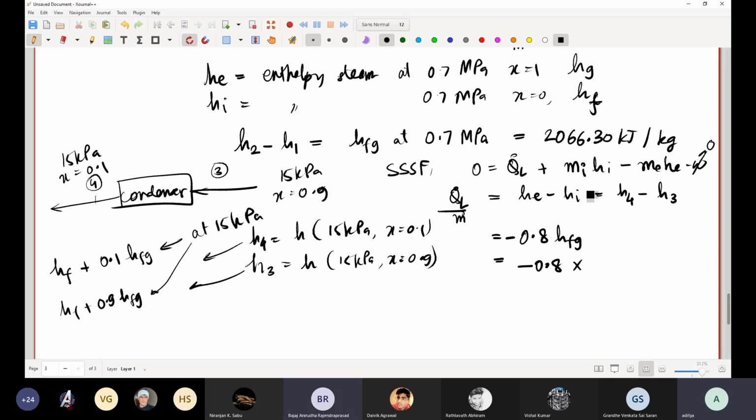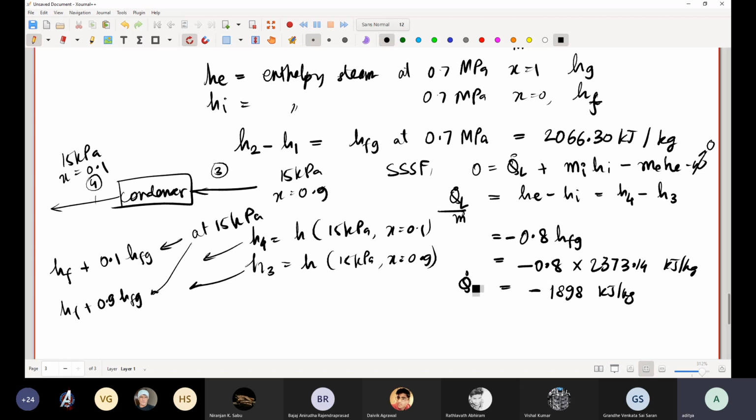So I'm gonna go to that table again. Just for the benefit of everyone, I'm just gonna tell the page number as well. It's page number 679, 15 kilopascal. HFG is 2373.14 kilojoule per kg. And this product comes out to be how much? 1898.